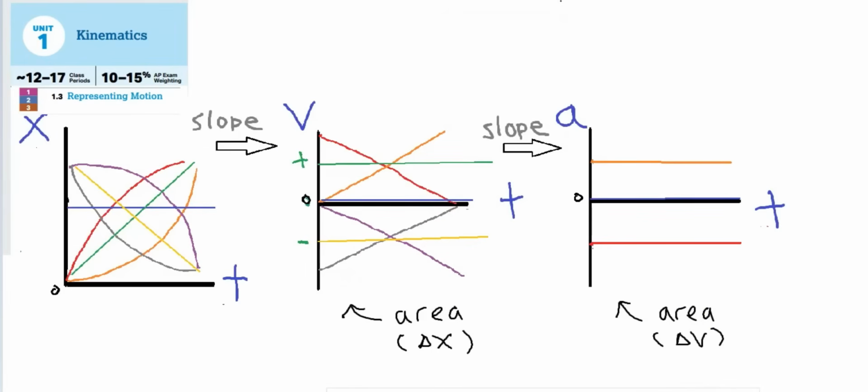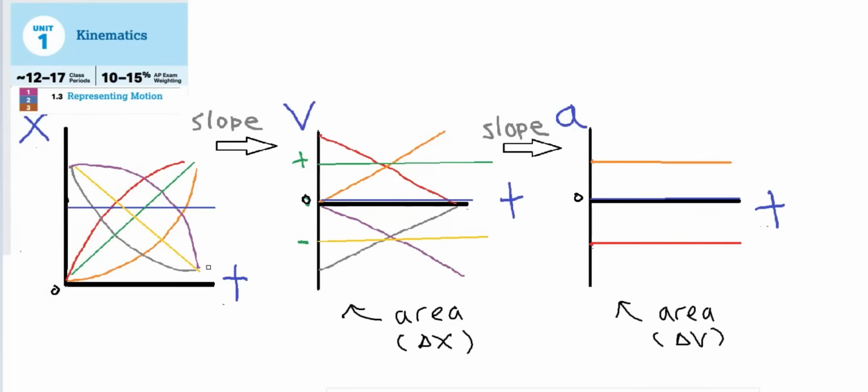For kinematics, you're definitely going to want to know your motion graphs pretty well. If you have anything that is a straight line of any sort, then it's going to be moving at a constant velocity. If it's curved, that means that the slope is changing. That means it is accelerating. If the slope is getting steeper, like this orange line or this purple one, then it's speeding up. If it's flattening out, like this red one or this gray one over here, that means it's slowing down. If it's headed in the downward direction, that just means negative direction.